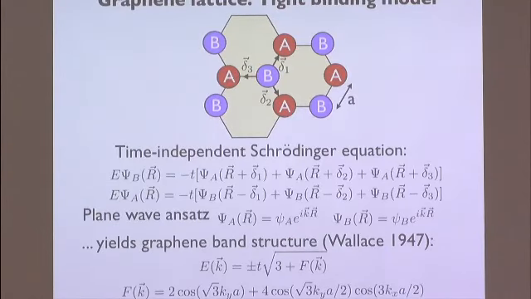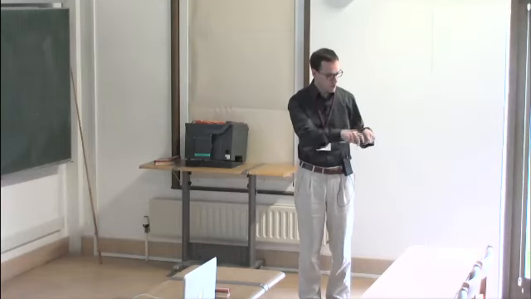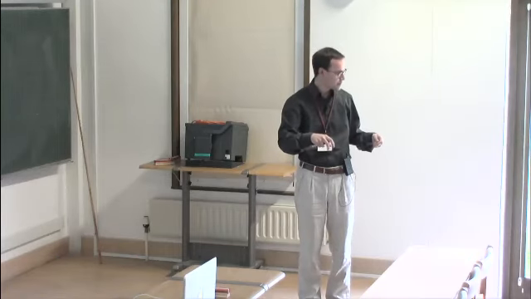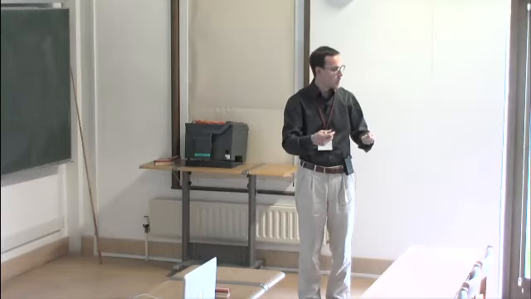Now let's attack the full problem. So what we want to do is do what every physicist would do when faced with a problem like this, write down what we call a tight binding model, which is just a model where we only pick localized orbitals at the different sites and claim that they are coupled by tunneling.